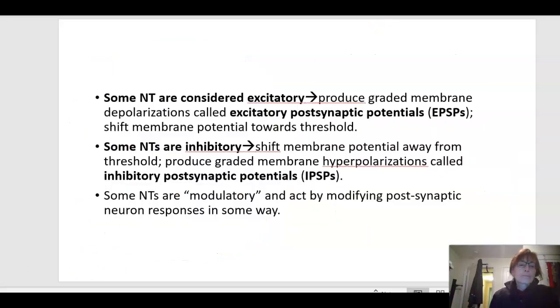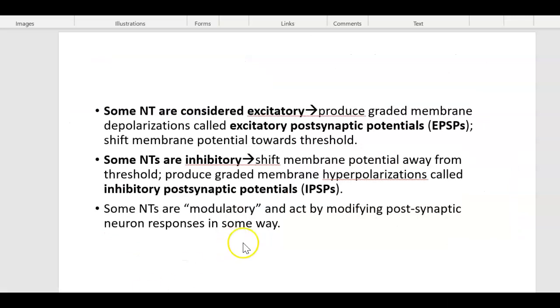So finally, we remind ourselves of what we mean by excitatory. Some of these neurotransmitters will cause excitatory postsynaptic potentials, so they open channels that bring positively charged ions into the postsynaptic cell. Some will be inhibitory, which bring in ions like chloride into the postsynaptic cell, causing inhibitory postsynaptic potentials. And some are modulatory, meaning they're going to change the activity of that neuron in some respect.